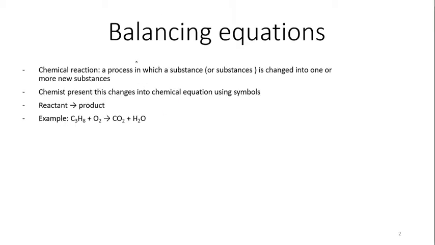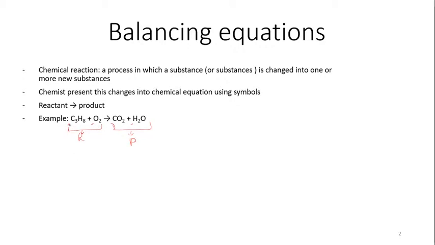Let's start by talking about balancing equations. Any chemical reaction is a process in which a substance or substances is changed into one or more new substances. Chemists present these changes in chemical equations using symbols. So I have here on the left hand side the reactants, and the right hand side contains the products. The number that is written on the left hand side of any symbol is the stoichiometry of the reaction, which indicates the number of moles involved in the reaction.